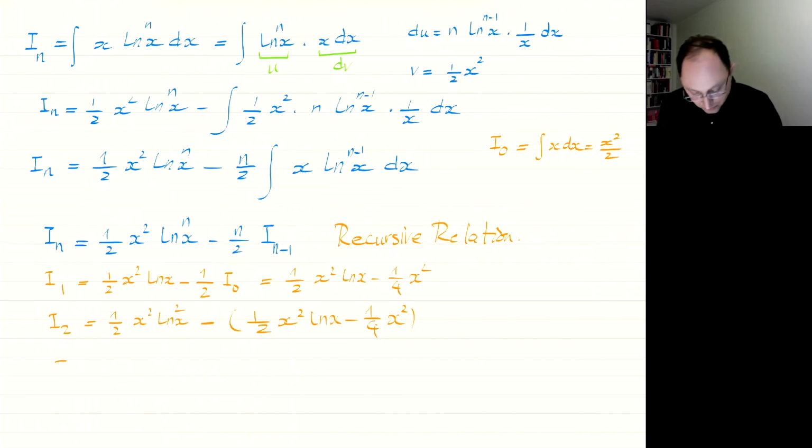And then if I want to go to I3, which is my question mark, I go back here and replace every n with 3. So what happens? This becomes 1 over 2 x squared ln of x to power 3. This becomes 3 over 2, but times I2. I2 is this one. So you do a simple algebra, and hopefully you can find that. So this is also a technique good to have in the back of your head, at least in your toolbox.